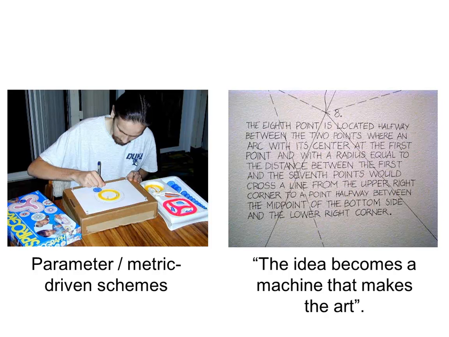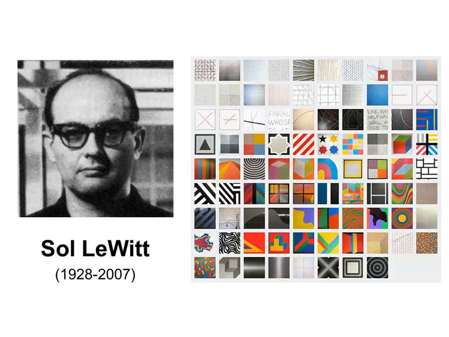LeWitt thought of this idea that the idea was actually what the art was. The idea becomes a machine that makes the art. So instead of the artist making the art, maybe the artist makes the idea, and then some other agent produces the art. That's a really interesting idea. So this is LeWitt, and these are some examples of his work. He has a piece at the Beckler.